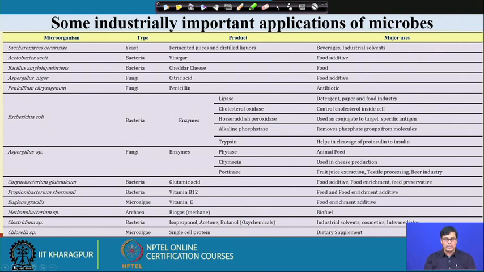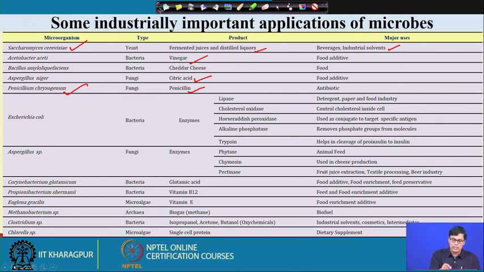Now these are some industrial uses of microbes that have been shown here. I don't want to discuss them in detail, because I will discuss the different byproducts later. I only want to highlight that Saccharomyces cerevisiae can produce fermented juice or distilled liquor, used in beverages and as an industrial solvent. Acetobacter aceti can be used for the production of vinegar. Aspergillus niger is used for producing citric acid. Penicillium chrysogenum can be used for the production of penicillin.